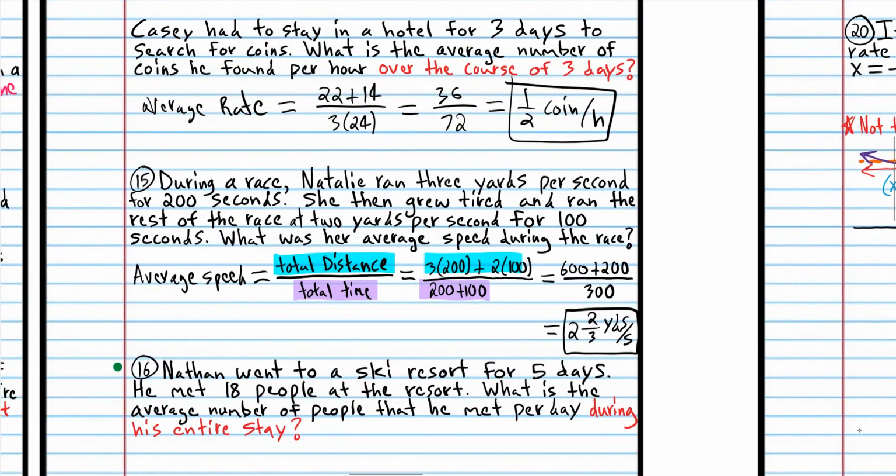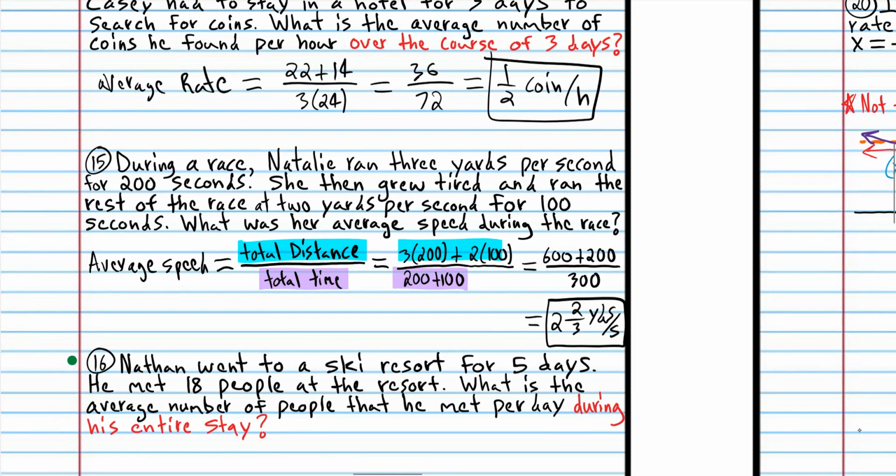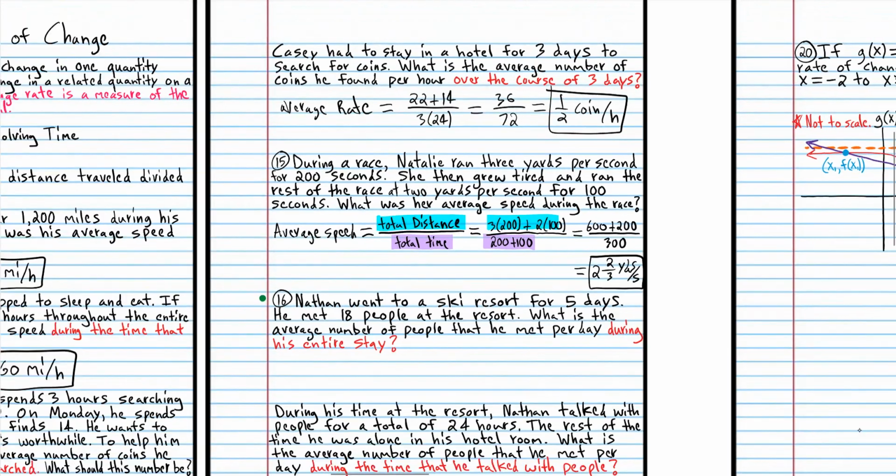Okay, so this was an example of weighted average, because we had to put different weights on these rates. We don't just take 3 and 2 and add them together and then divide by 2. That would give us 2.5. The actual average speed is 2 2/3, which is not the same thing as 2.5. Because again, she was running 3 yards per second for 200 seconds as opposed to 2 yards per second for only 100 seconds, you see. So you have to put different weights on the numbers.